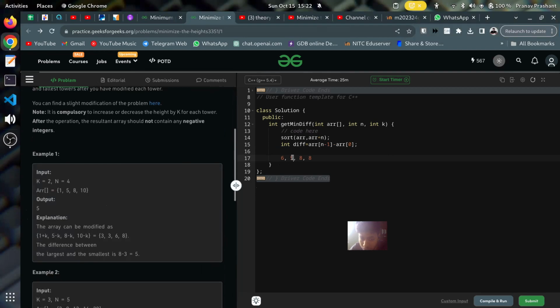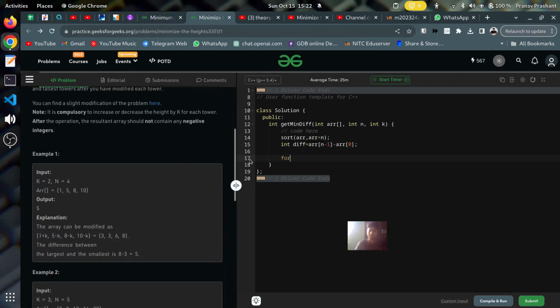Now the minimum value here is 5 and not 6. The minimum value is 5 and the maximum value is 8, so 8 minus 5 is 3, right? So there can be a case where the middle elements, any two middle elements, can be the maximum and the minimum. So that depends on the case. So this is the base case that we have taken.